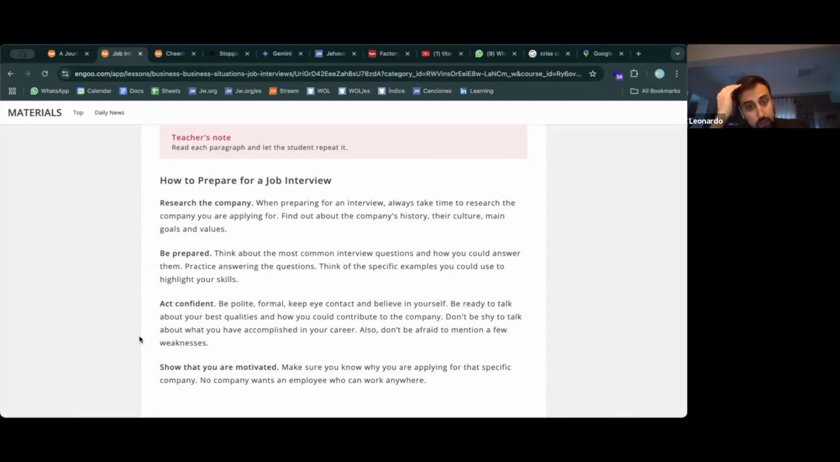Act confident. Be polite, formal, keep eye contact, and believe in yourself. Be ready to talk about your best qualities and how you could contribute to the company. Don't be shy to talk about what you have accomplished. It's correct to say accomplished in your career. Also, don't be afraid to mention a few weaknesses. Show that you are motivated. Make sure you know why you are applying for that specific company. No company wants an employee who can work anywhere.